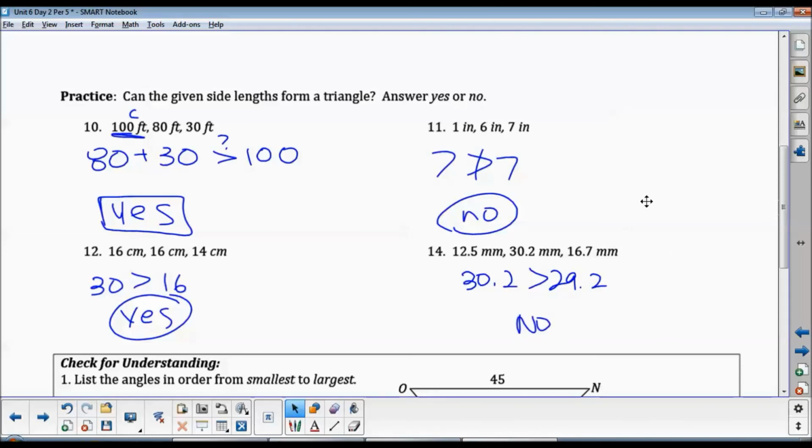So hopefully your work looked like this. You do need to show work when you do these in order to get credit on a quiz or a test. So don't forget to identify your C so that you know which sides you're adding together to double check. But your answer should look something like this.